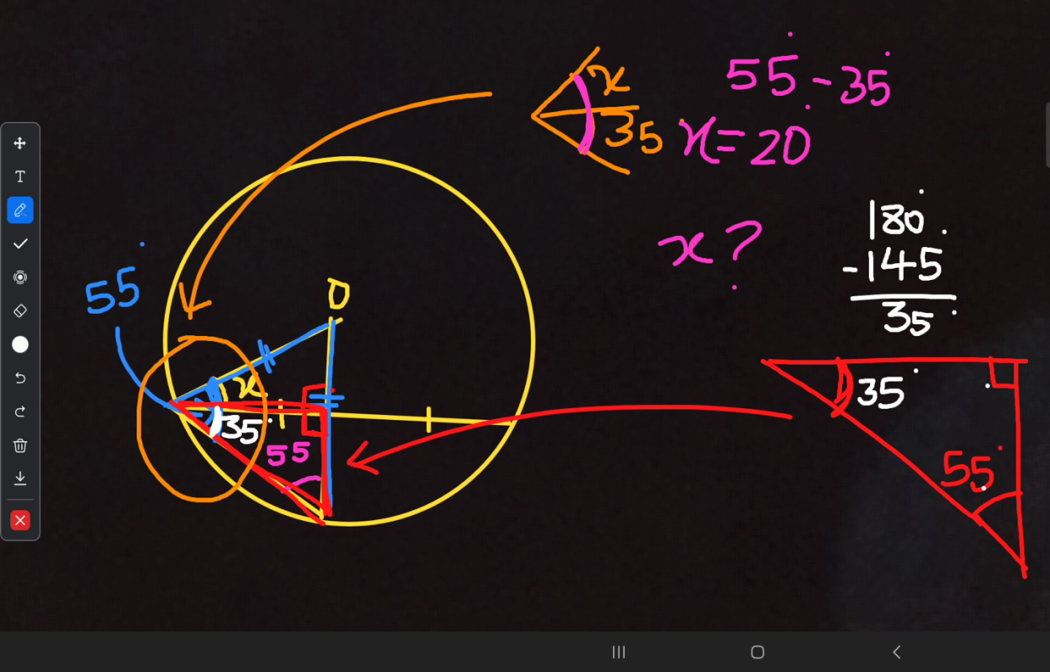Yeah, adjacent angle, perpendicular. In this red color triangle, I used the interior angle sum. So 90 plus 55, 145. Total 180. From that I subtracted 145. That will give you 35 as this small acute angle. This is our 35 degrees. We already found the summation of these two angles is 55, right? So from 55, I subtracted 35. That will give you x as 20 degrees. That's all for this question.